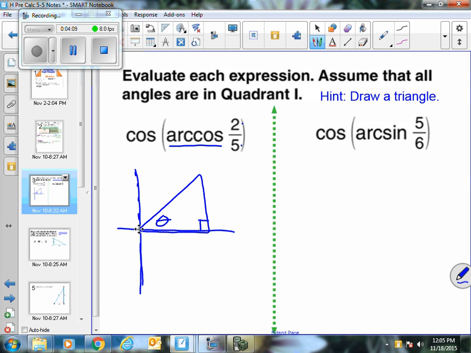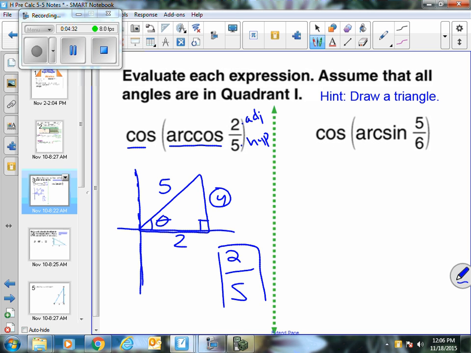So remember in SOHCAHTOA what cosine is. It's adjacent over hypotenuse. That would mean this is 2, and that's 5. Now I could find the third side of the triangle if I wanted to, right? I could figure out what that y value is, the opposite side, if I needed it, and I could find any trig ratio I wanted. Well, what trig ratio do they want? Well, they want the cosine. Well, the cosine ratio in that triangle would be 2/5.